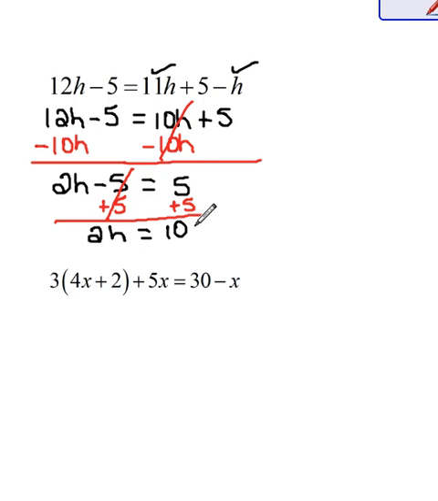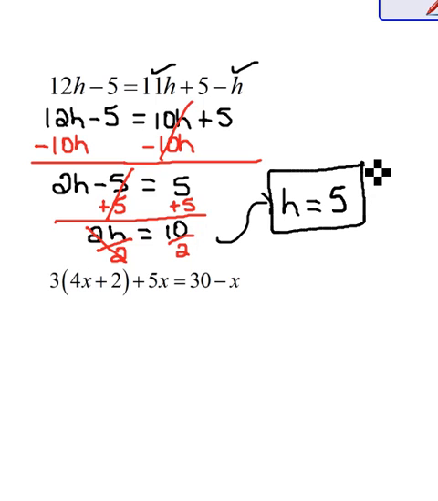Now we're down to where we just have to isolate our variable, or get the letter alone. Right now, this h is being multiplied by 2. So we're going to do the opposite of that, which would be to divide both sides by 2. 2 divided by 2 is 1. So I'm going to come over here to the side because I've run out of room. On the left-hand side, we have h equals, and on the right-hand side, we have 10 divided by 2, which is 5. So our answer here is h equals 5.